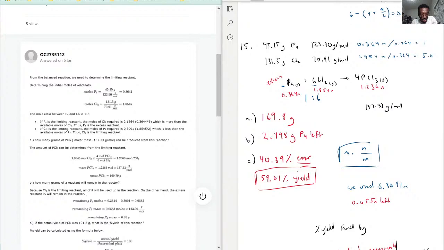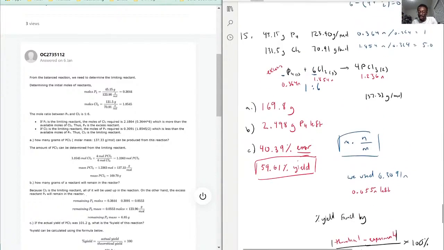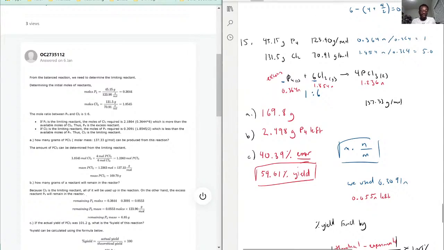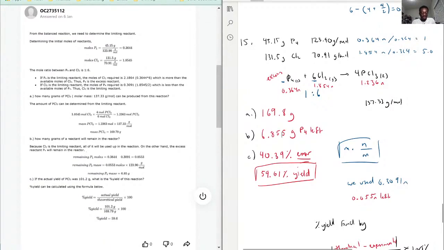But then here, as you can see, the P4 mass. Oh, whoops! I multiplied by the wrong one. I multiplied it by the 45.15, so that's why it was different there. So we have 0.055 multiplied by the molar mass, which is 123.90. So we actually have here, as the answer says on there, so it's good that we checked our work, 6.855. Yep, perfect.